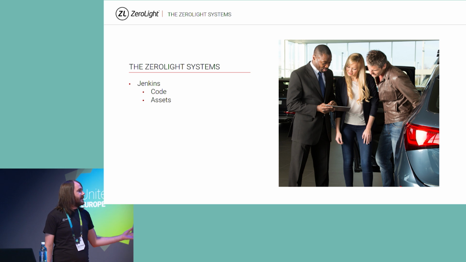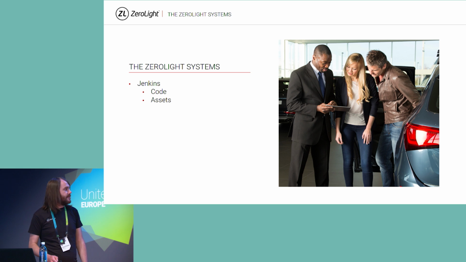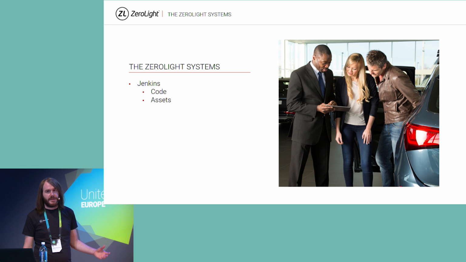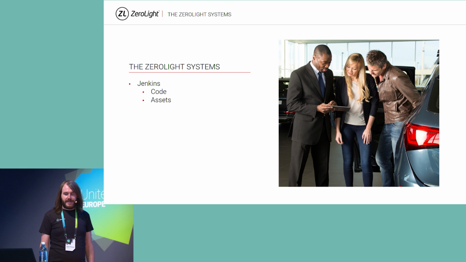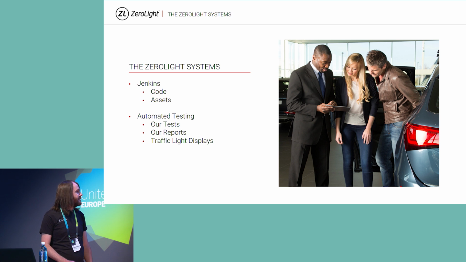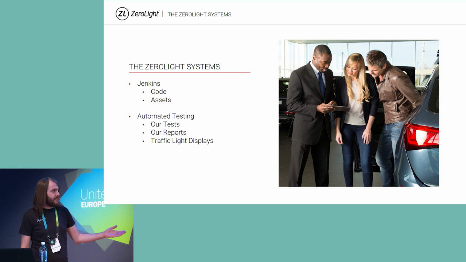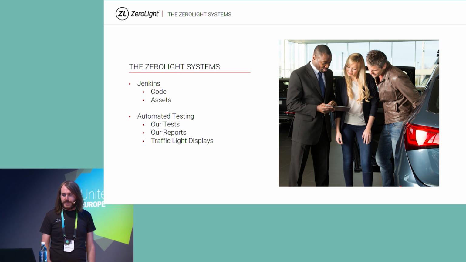But by automating it, if we get a broken build, we can look back and find a build that will work. Sadly, our IT department isn't very happy about this because it fills up all the servers, but it's more important that the product is out there and hard drives are cheap enough. We also have automated testing. So we have tests, reports, and traffic light displays around the office to always ensure that the builds are as stable as possible.